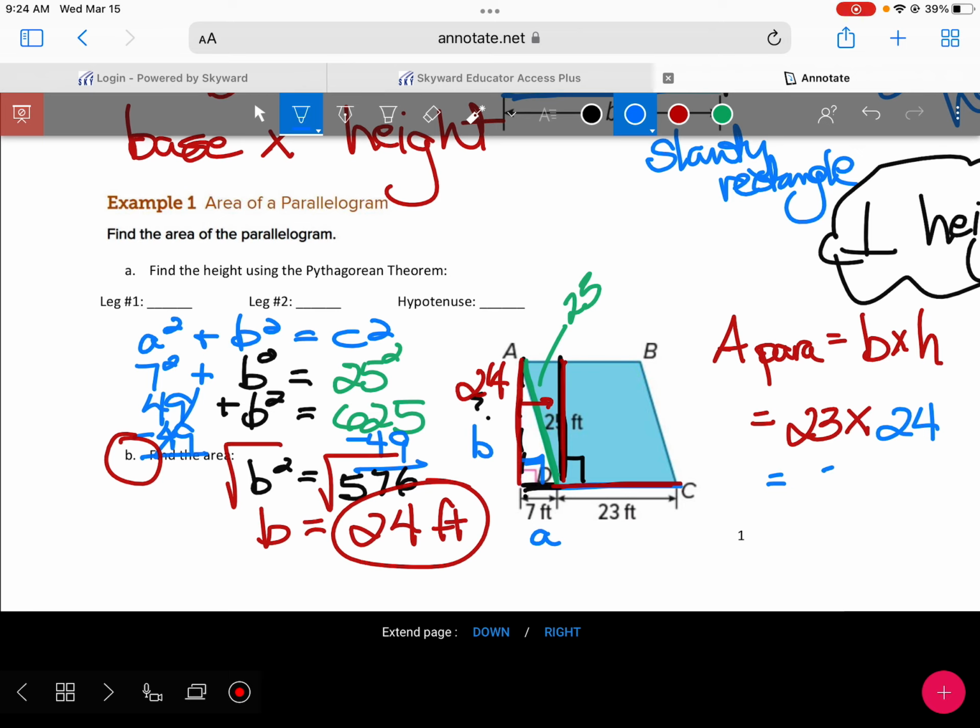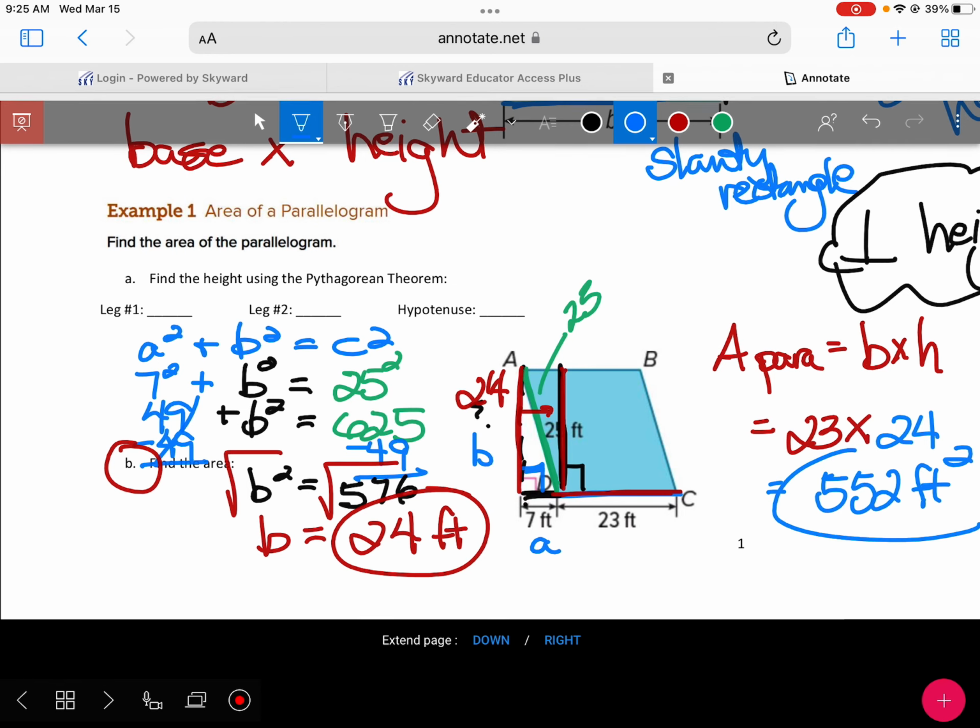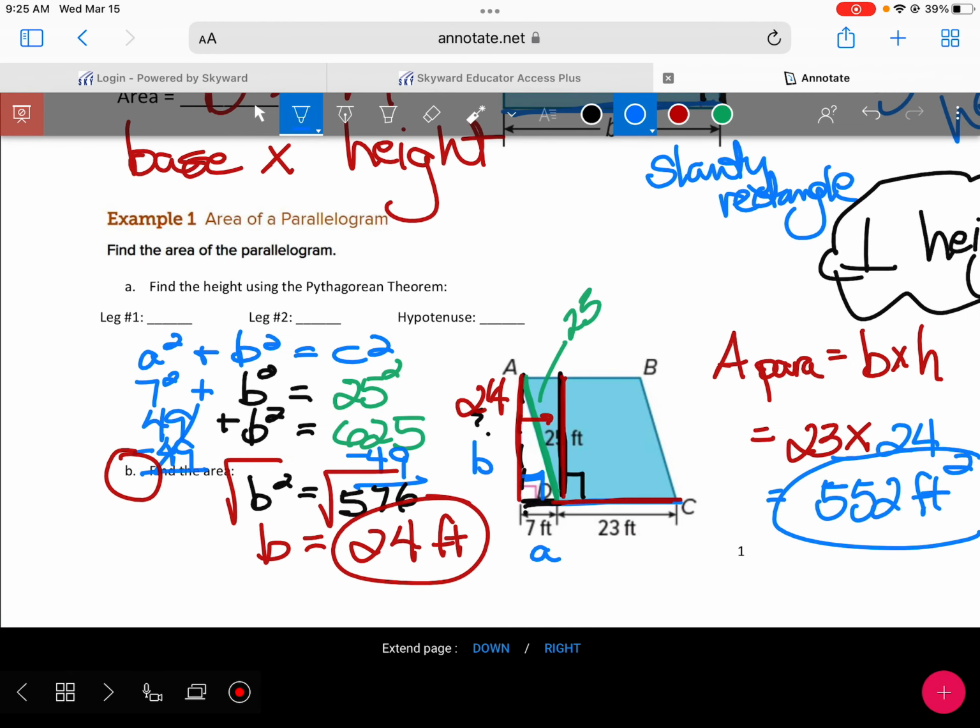550 what? 552. They gave us units, so we have to put feet. And whenever you're finding area, it's going to be squared. So 552 feet squared. Whenever you are finding area, you are trying to find how many little squares make up that figure. What questions do you have on that first example? Base times height, you have to find perpendicular height.